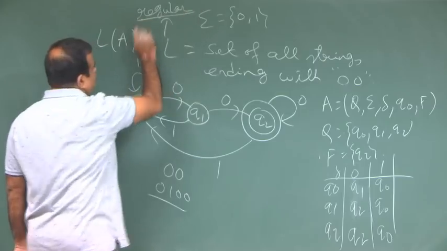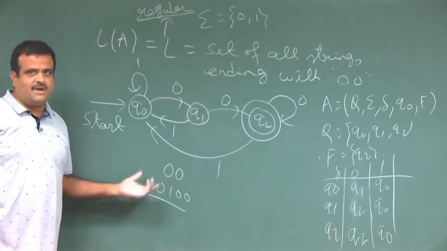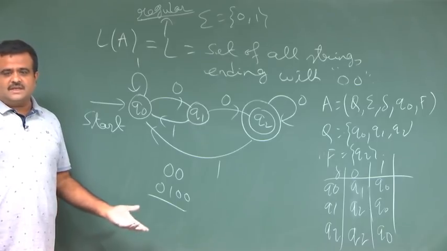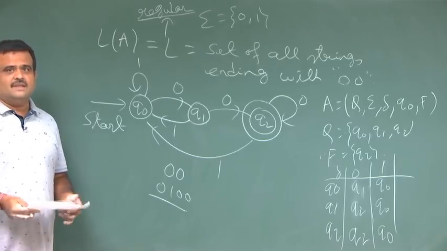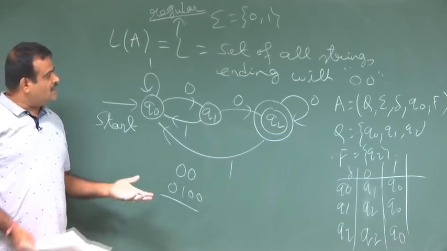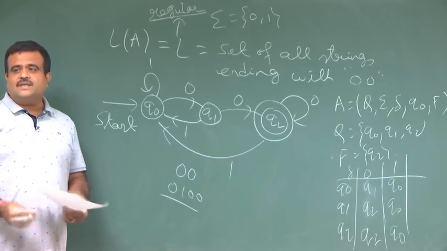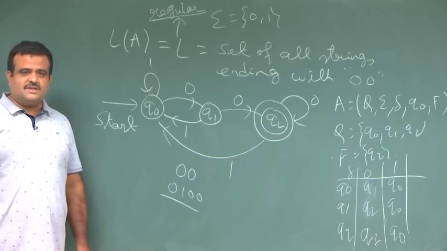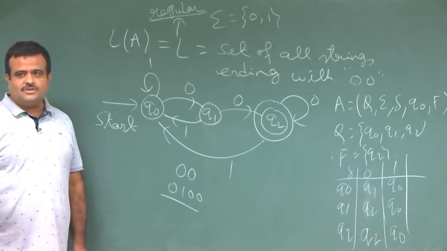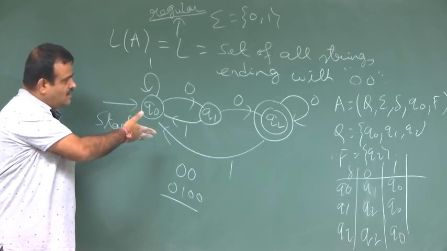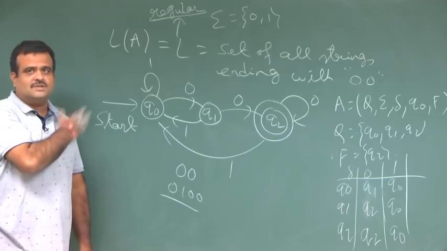This L is a regular language, because we have a DFA which accepts all the strings of this language. If for a given language we can have a finite automata which accepts all the strings of that set, then we call it a regular language. Hence this is a regular language, because we can construct a DFA which accepts it.